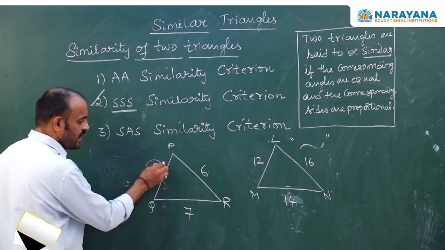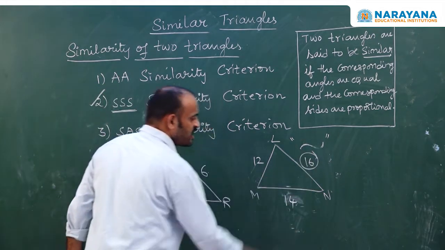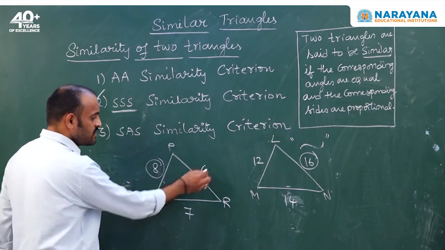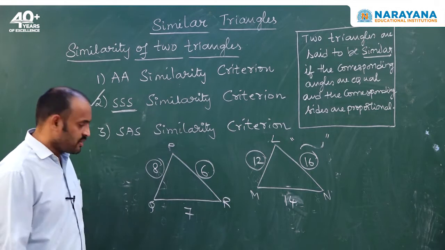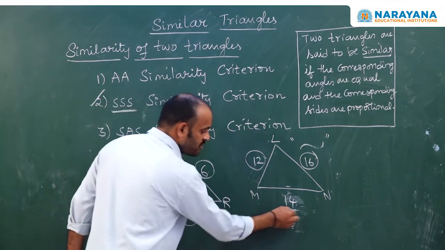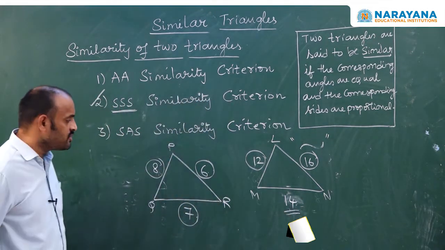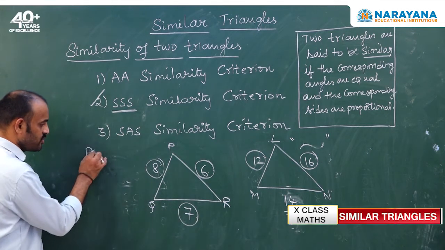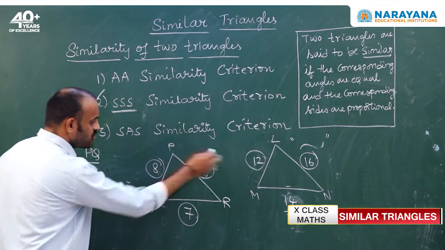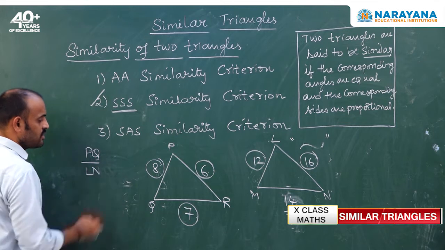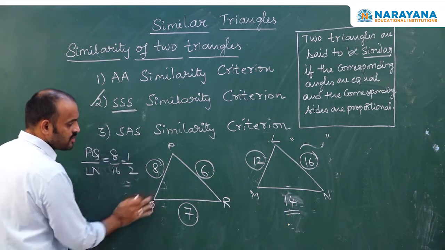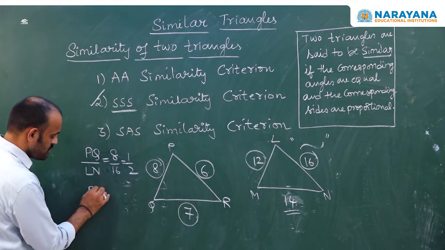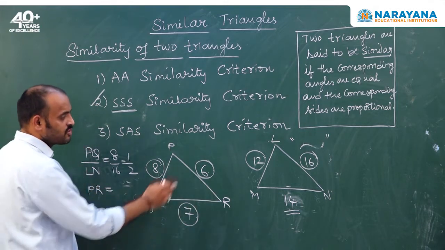See, 8, 16. 8 by 16 gives you 1 by 2. 6, 12. 6 by 12 gives you 1 by 2. 7 by 14 also gives you 1 by 2. PQ corresponds to LN. 8 by 16 is equal to 1 by 2. PR corresponds to LM.